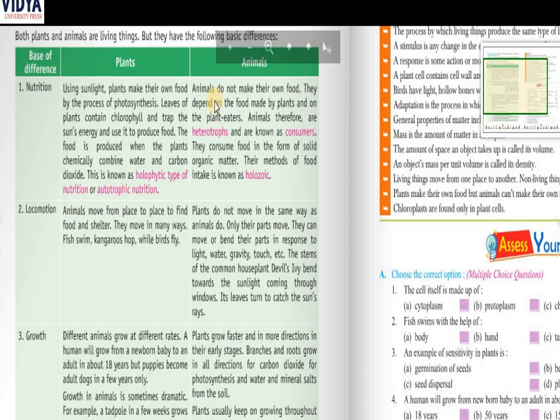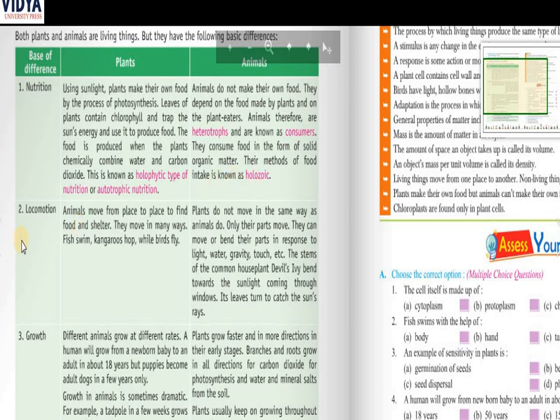In animals, animals do not make their own food. They depend on the food made by plants and on the plant eaters. Animals therefore are heterotrophs and are known as consumers. They consume food in the form of solid organic matter. Their method of food intake is known as holozoic.